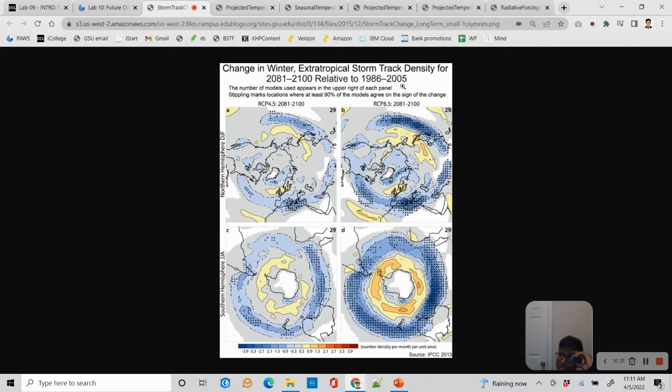So compared to these last 20 years to the final 20 years of this century, if you look at these, the number of models used. Okay, so we need to go to this. This is the northern hemisphere, and this one is the southern hemisphere.